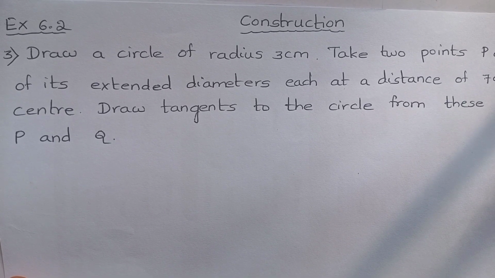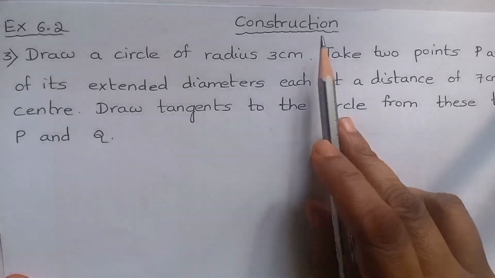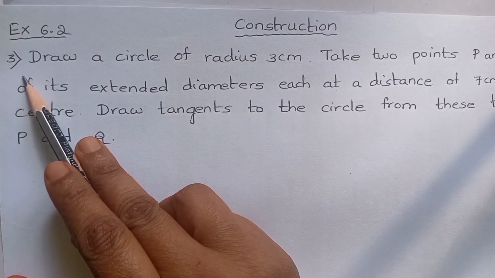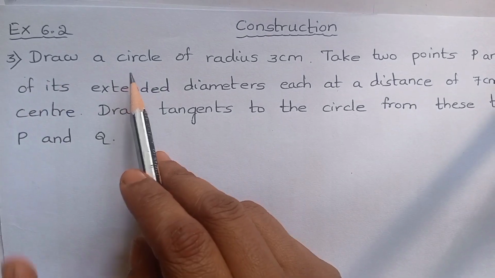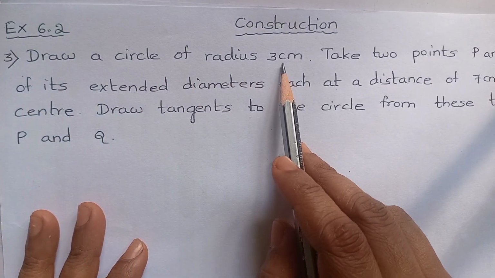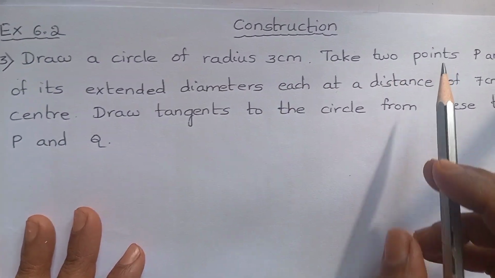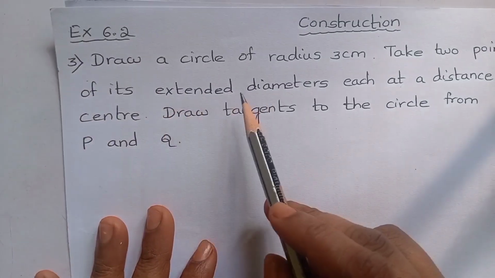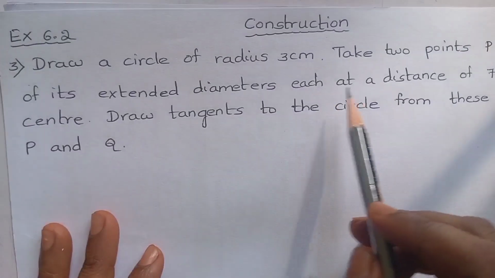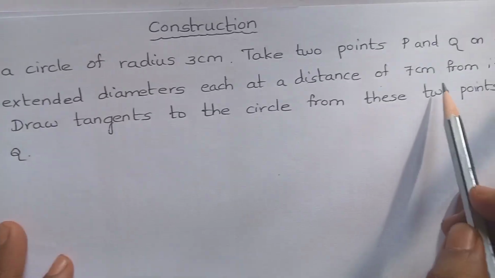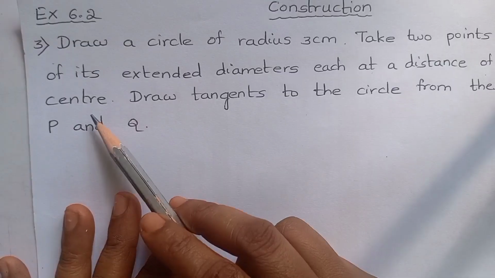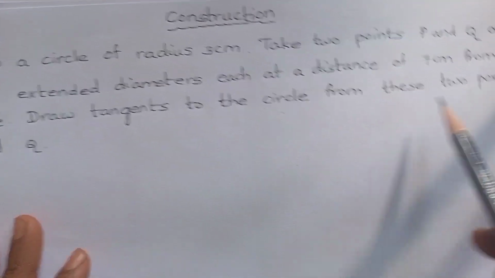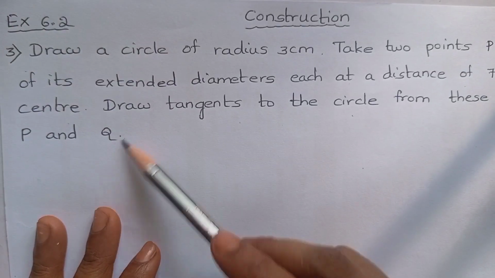Class 10th NCERT Syllabus. Construction. Exercise 6.2. Third question. Draw a circle of radius 3 cm. Take 2 points P and Q on one of its extended diameters, each at a distance of 7 cm from its center. Draw tangents to the circle from these 2 points P and Q.